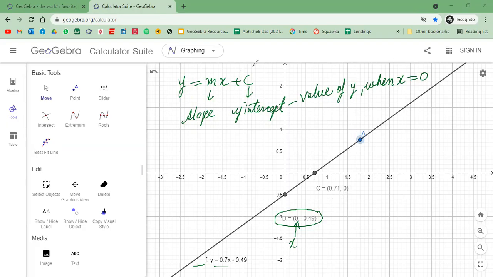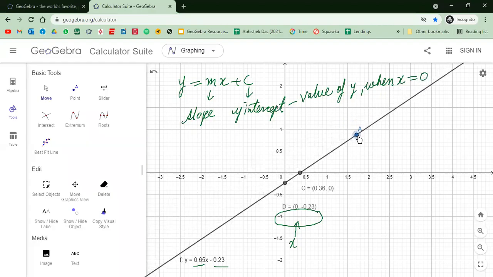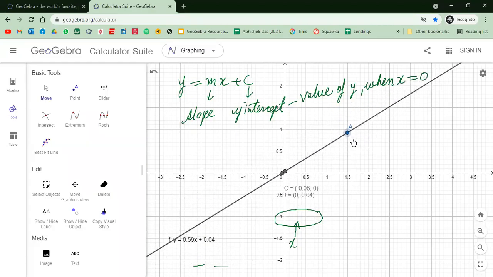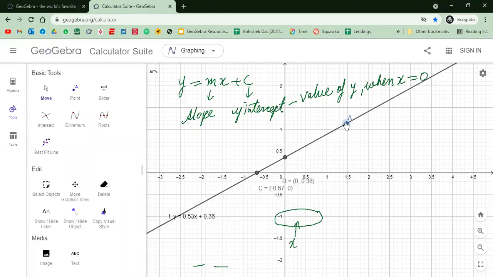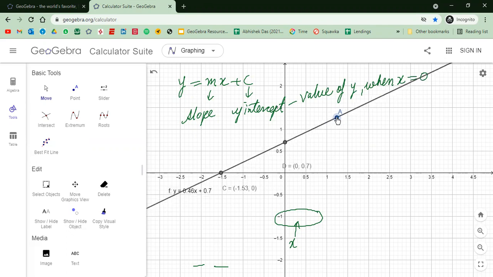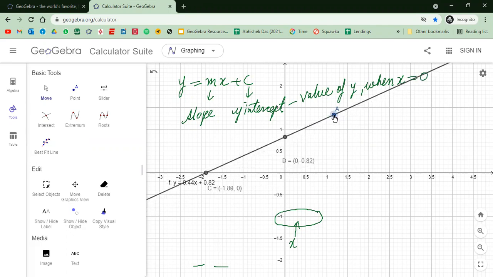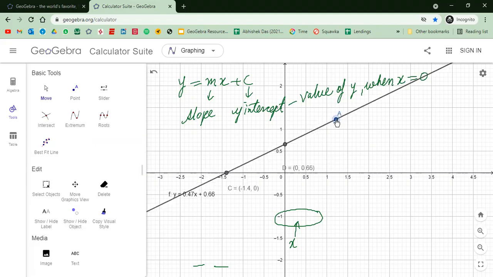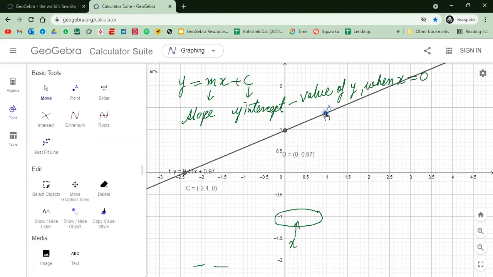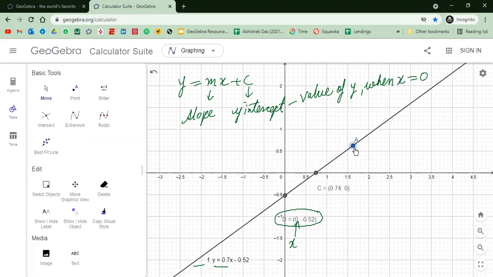So over here you can see, if I change the orientation of the line, the x and y intercepts are changing for sure. But notice their coordinates. For x-intercept, the y is 0. And for the y-intercept, the x is equal to 0 every time.